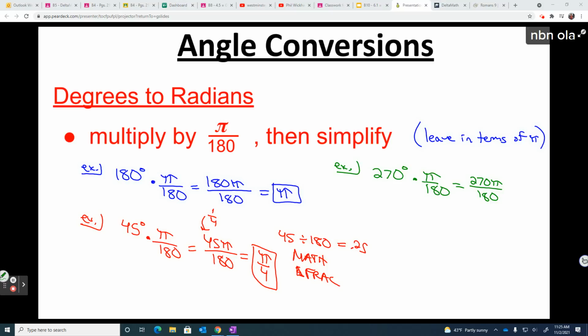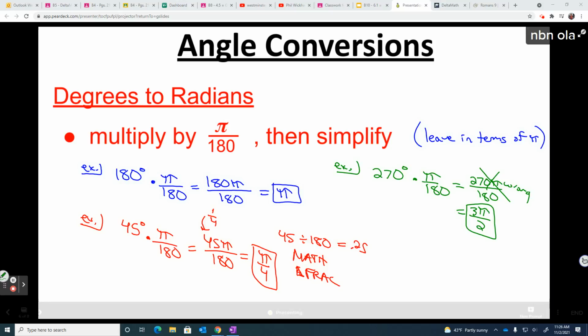But you might be able to reduce this without a calculator. Ideally, that would be the case. You can actually cancel the zeros, and then 9 goes into both once, so it would be 3 over 2. But if you can't do that, okay. Do 270 divided by 180, enter, and then you do math, frac, enter, and you get 3 over 2. So this is 3 pi over 2. If you gave this as the answer, that would be wrong. It has to be in simplest form. So that's how we go from degrees to radians.